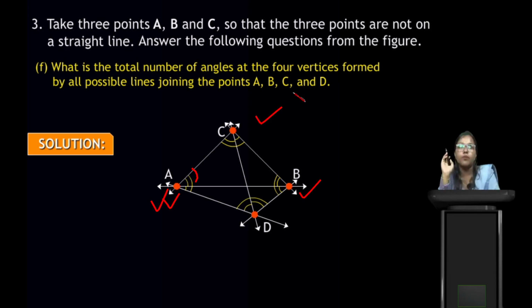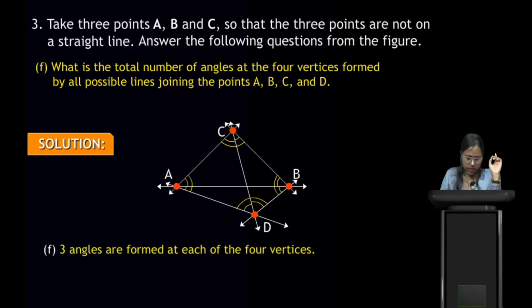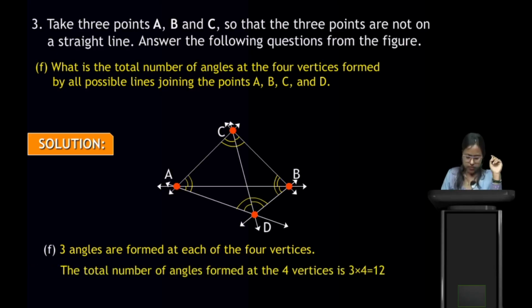Total 3. For C also, how many angles formed? Total 3. Again, for D also, how many angles are formed here? Again, total 3 angles formed. So, in every vertex, 3 angles formed, right? Okay. So, 3 angles are formed at each of the 4 vertices. I hope this much is clear.